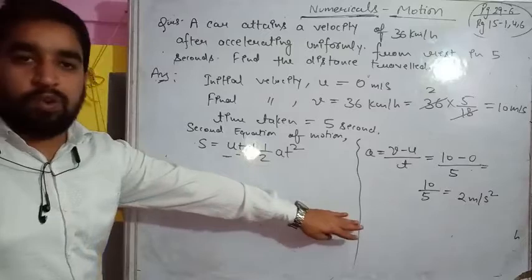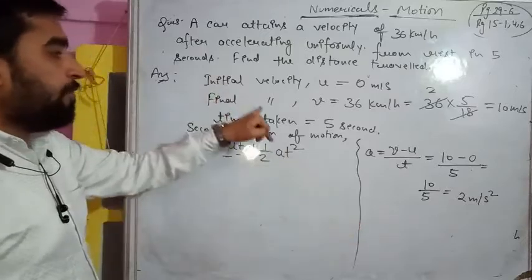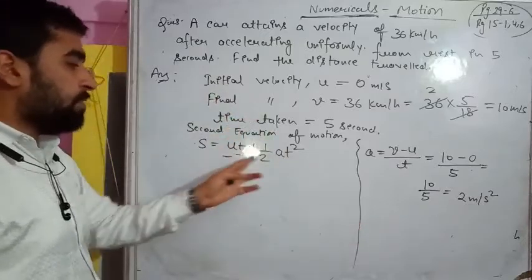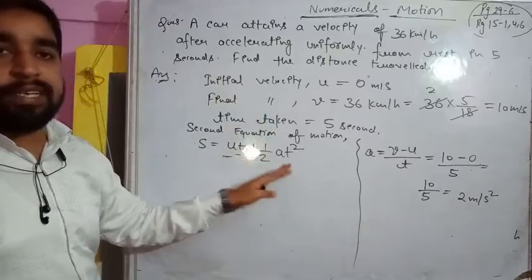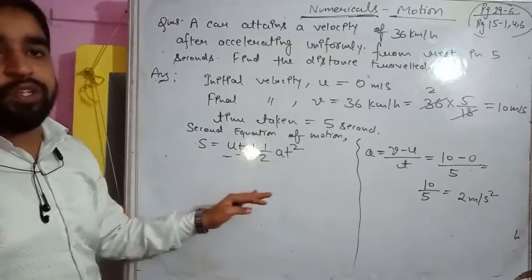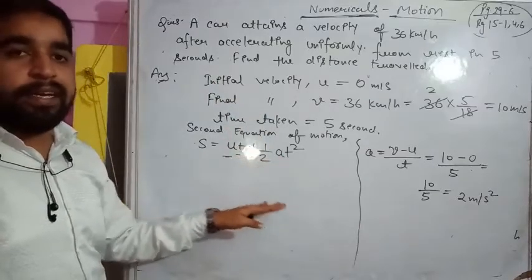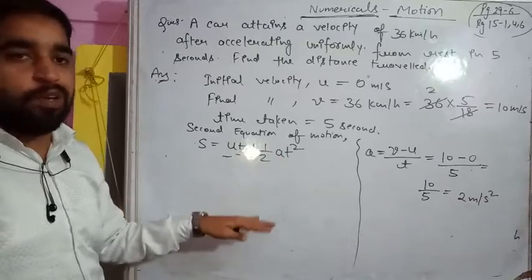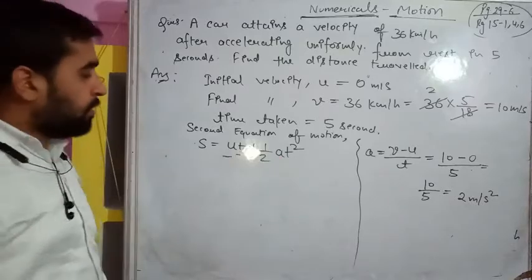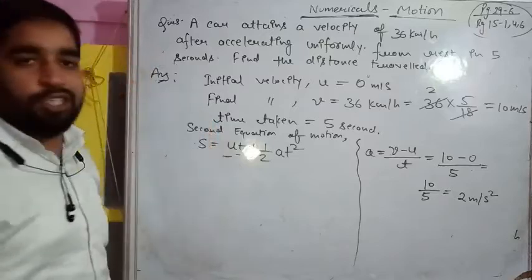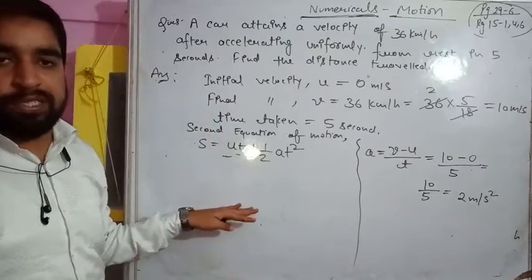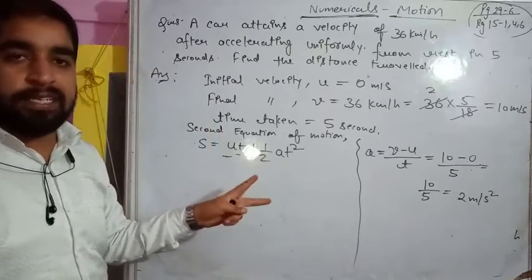So acceleration is now known to us. u and v are given to us. Time is given to us. So proper things are given to us. We can even use v square is equal to u square plus 2as. That is the third equation of motion. By using that also you can calculate the value of s. Right now I am going to apply the second equation of motion. So it's up to your choice. You can apply any one among these two.